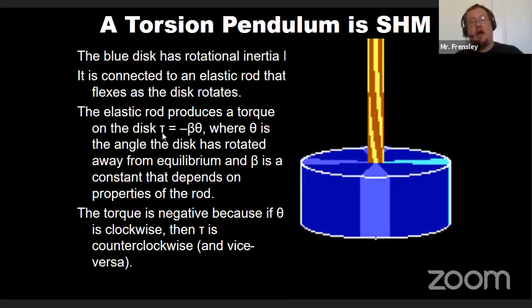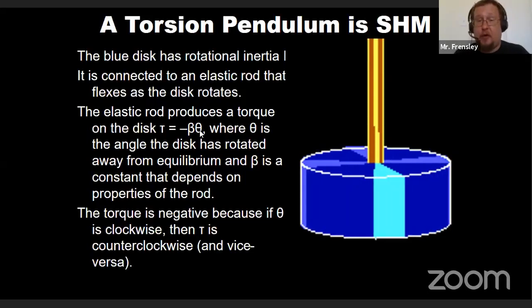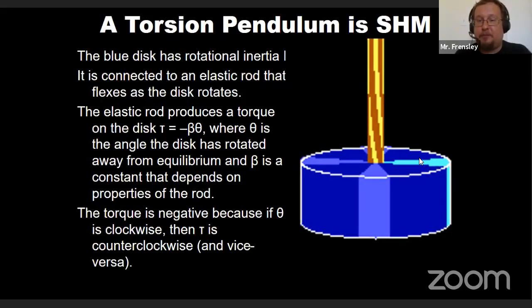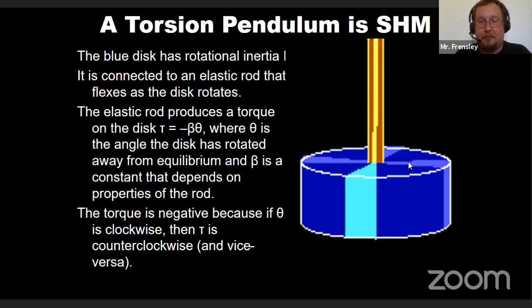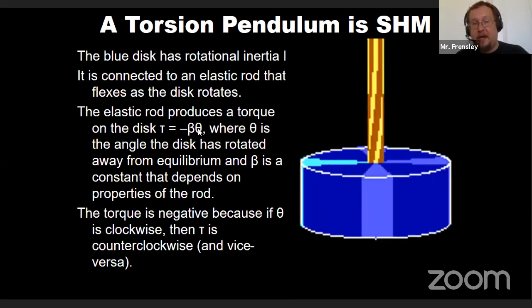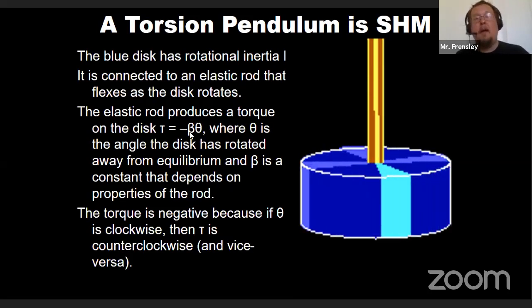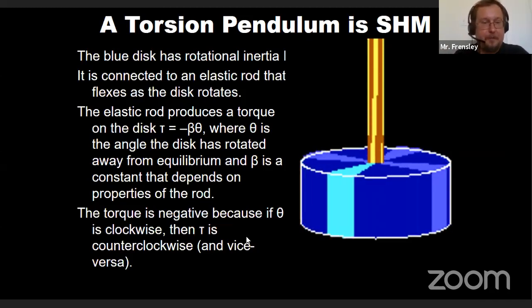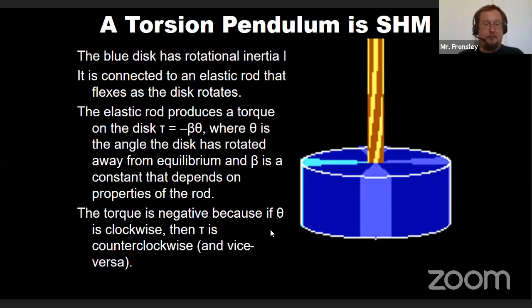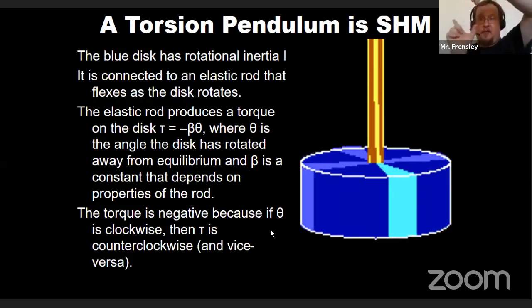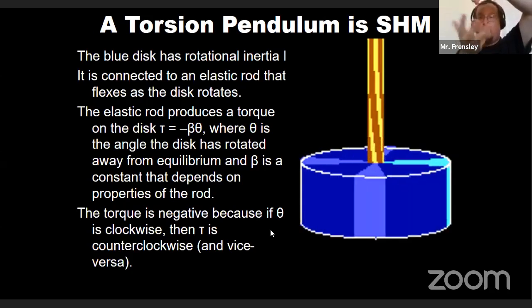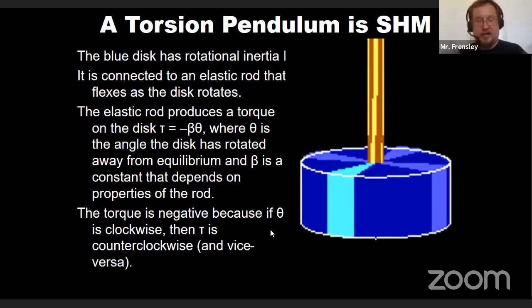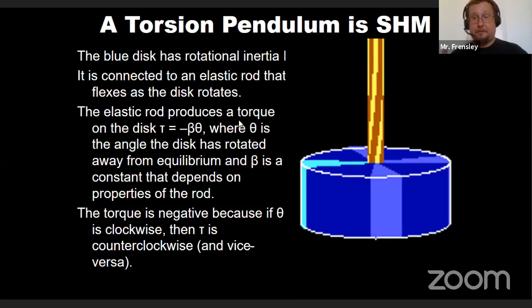It turns out that the rod applies a torque, that's the letter tau, negative beta theta. Theta is the angle that this thing is rotating. Its amplitude is pi over 2 because it rotates 90 degrees in both directions, so theta goes as big as pi over 2 and negative pi over 2. Beta is like a spring constant. It just depends on the rod. It's a property of the rod. The torque is negative because if you rotate one way, the torque pushes you the other way. If you rotate counterclockwise, the torque is clockwise. You get the idea, right?